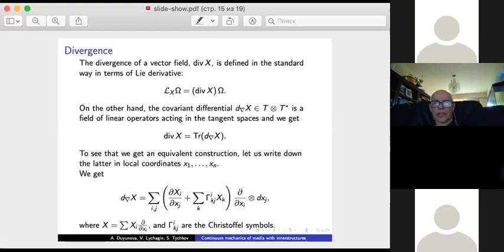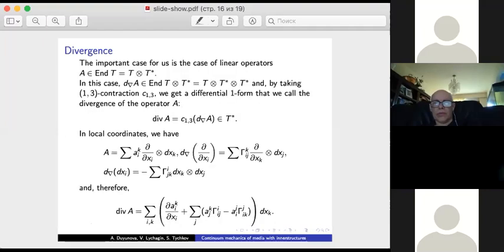Well, this construction is well known, but this observation may help us in the important case, which is for us the case of linear operators. Because in the conservation law of momentum, we will need to use the divergence of the stress tensor.